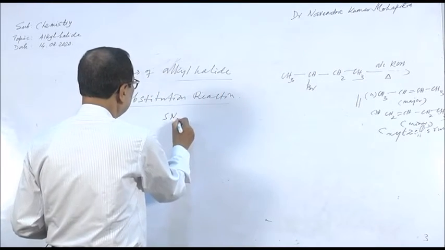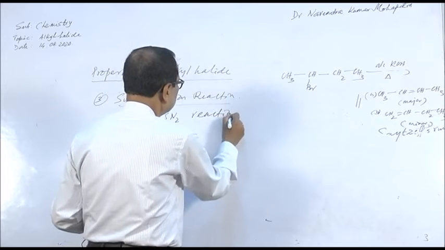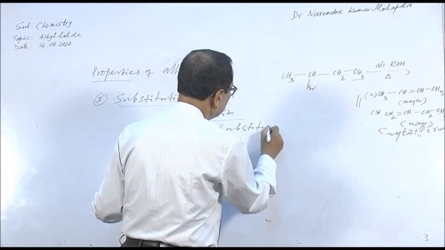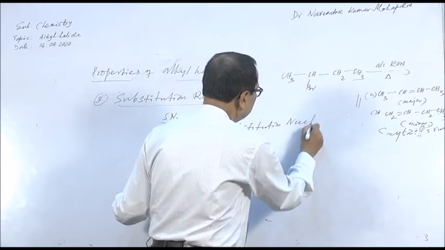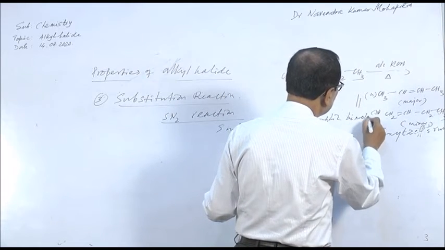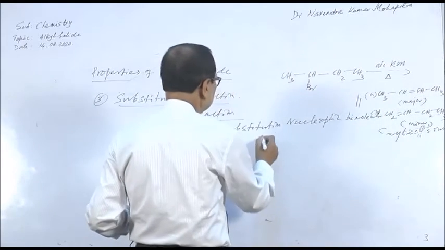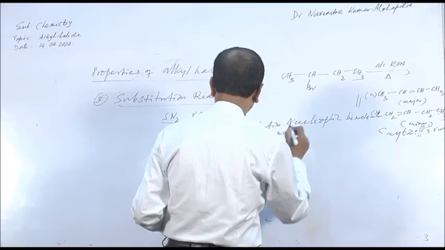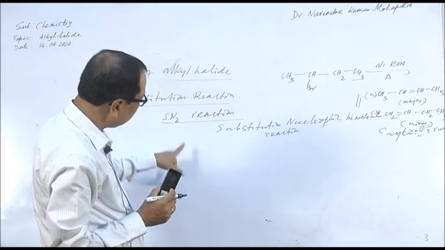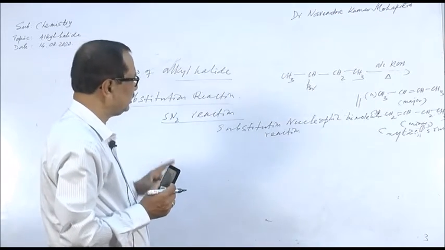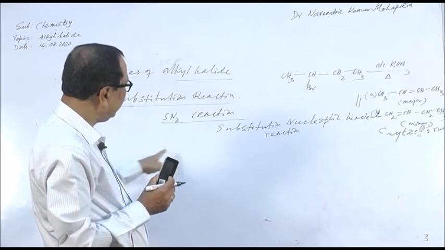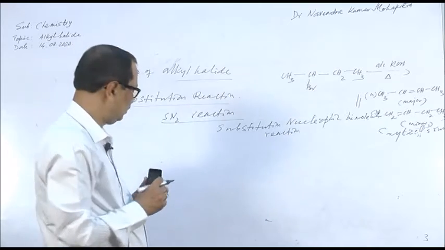Substitution nucleophilic SN2 reaction. It is known as substitution nucleophilic bimolecular reaction. So this reaction is a one-step reaction where attack of the nucleophile and departure of the leaving group occur simultaneously, and it is a second order reaction, and inversion of configuration occurs in this reaction.